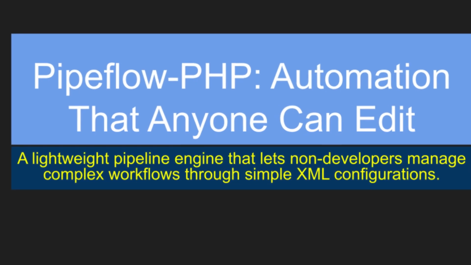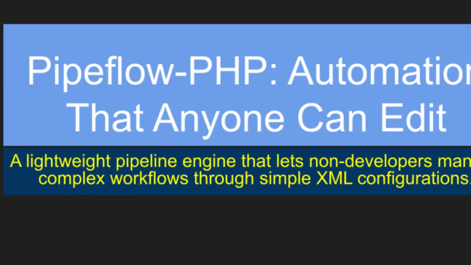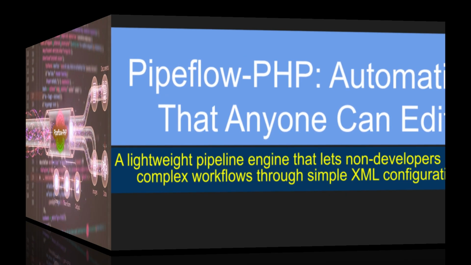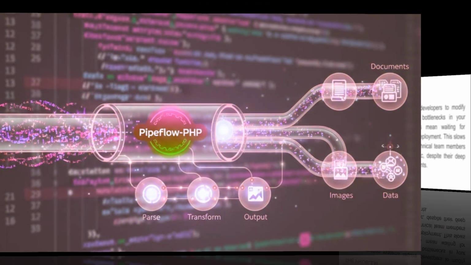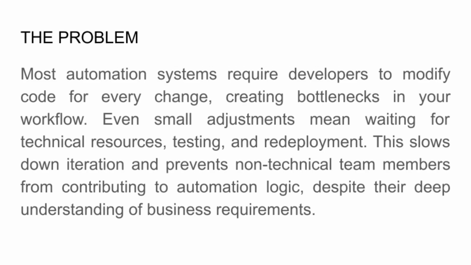In this special episode, we're diving into something that might just change how you think about automation in web applications. It's called Pipeflow-PHP, and here's why it matters. Imagine you run a website that needs to do something automatically every day. Maybe you're publishing content, processing data, sending emails, or connecting different services together.